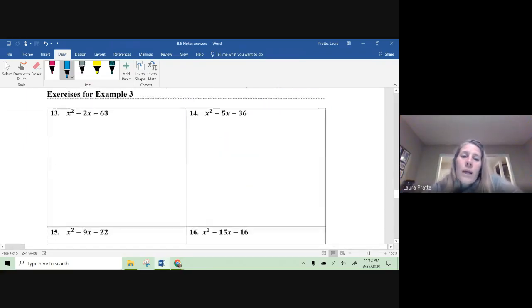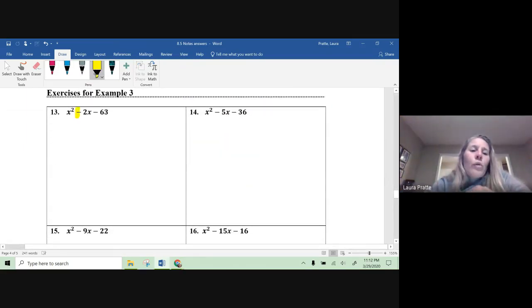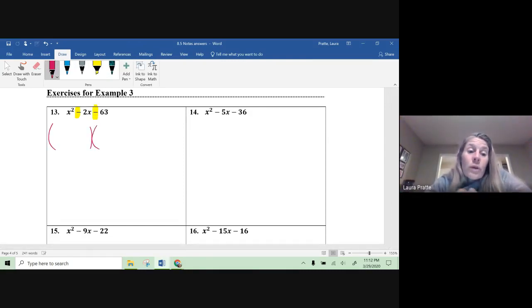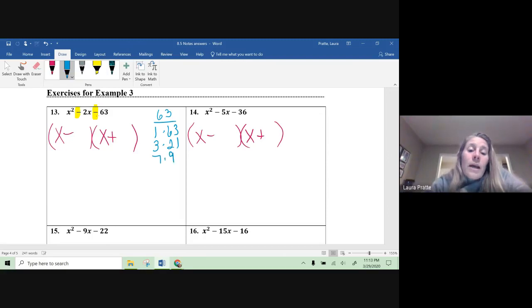So let's do a couple of those types of examples where we have both signs negative. So again, if you want to, you can certainly, before you even think about it too much, just set up your two parentheses for your binomials, put your x's in there. And since both signs are negative, we know they're different and the bigger number gets the negative. But you can figure the numbers out after. So if you want to go ahead and put the signs in the beginning, you can. So now let's look at our factors of 63. So 1 times 63, 3 times 21, and 7 times 9.